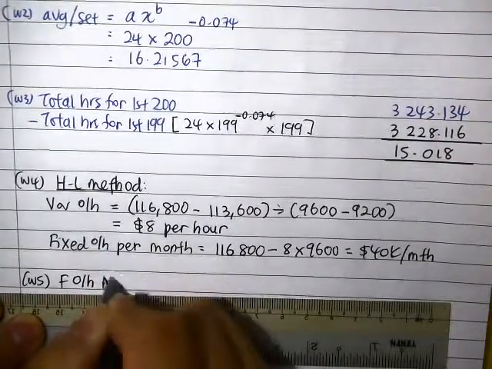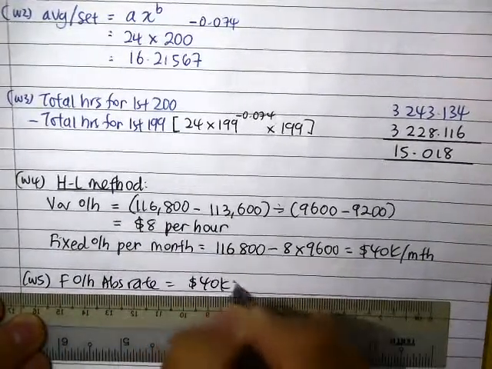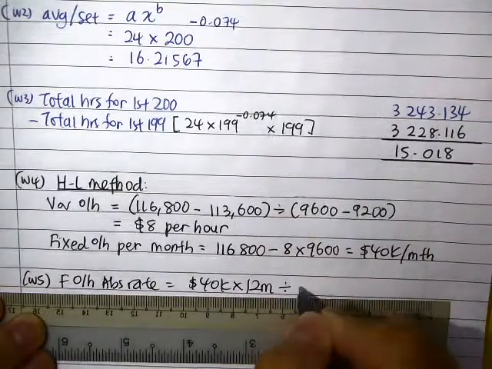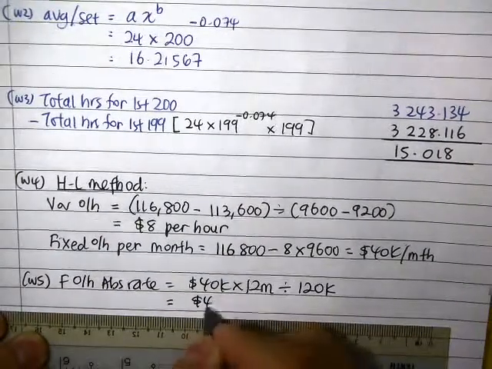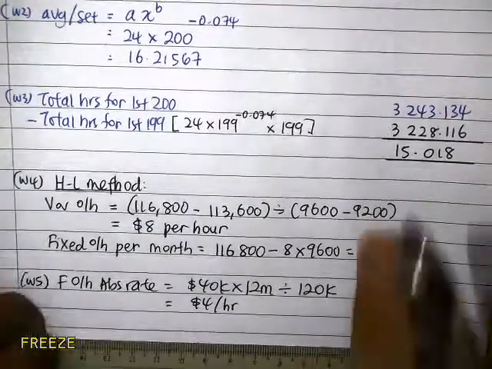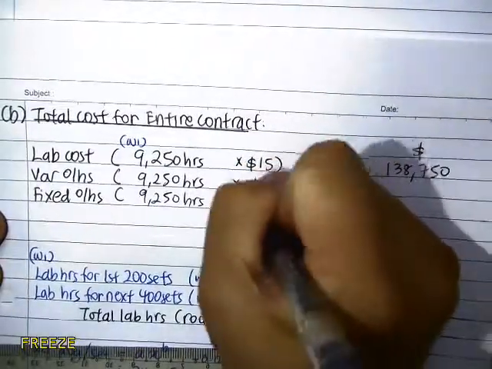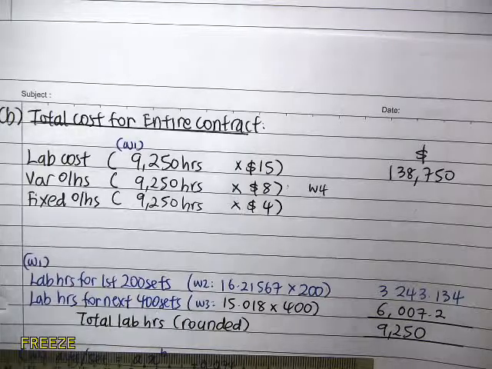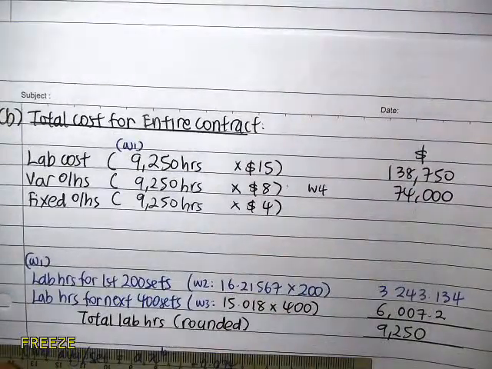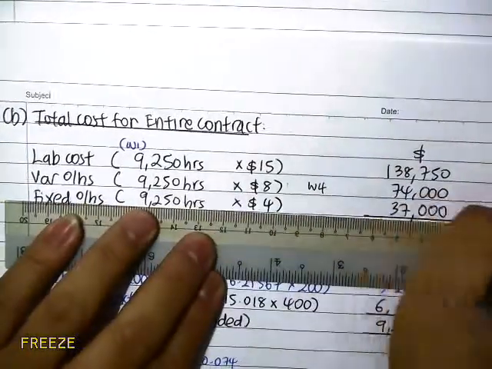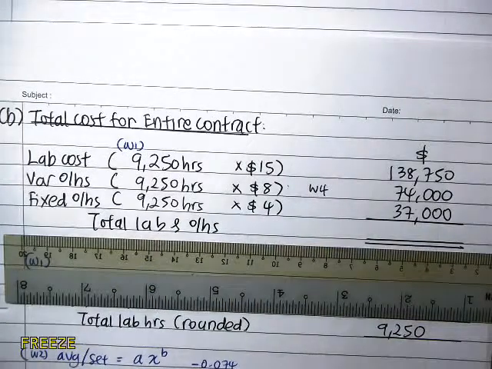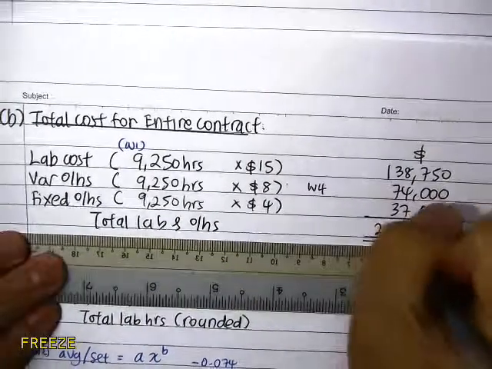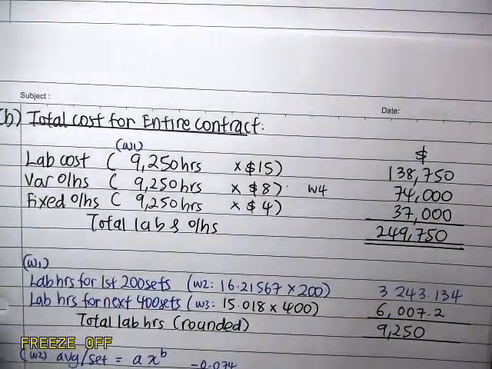Now 40k per month, that means your fixed overhead absorption rate will be 40 times 12 months divided by 120,000. So 4 per hour. So you've got all the figures. Now just go back and multiply it. So times 8 times 4. 74,000. 37,000. So total labor and overhead is 249,750. All right.